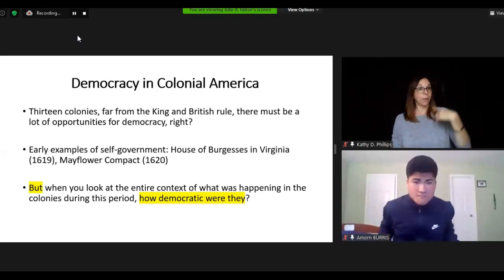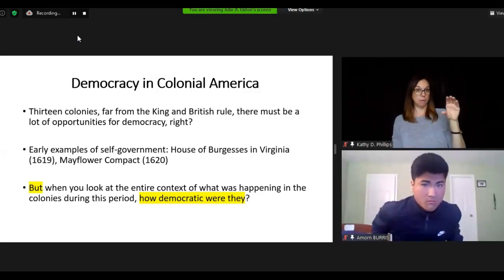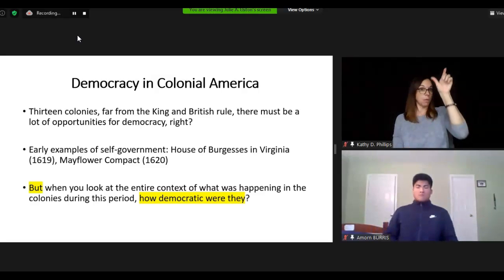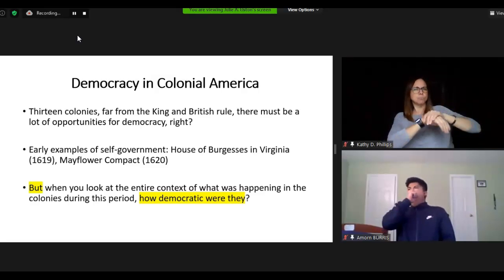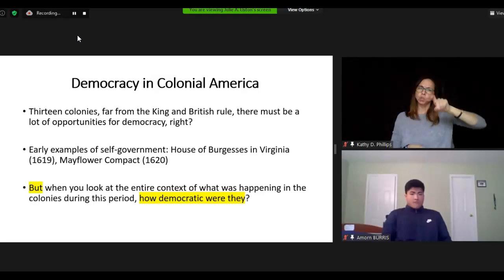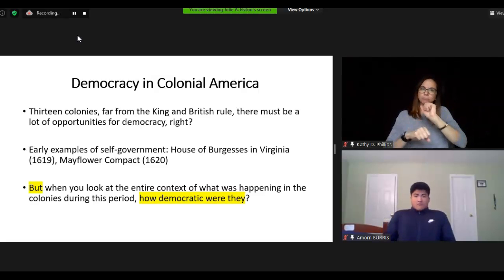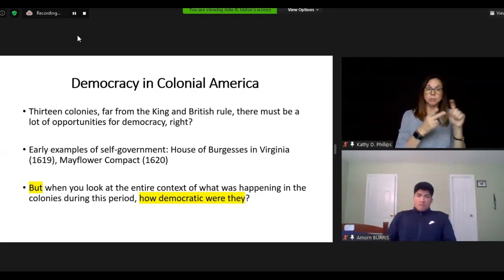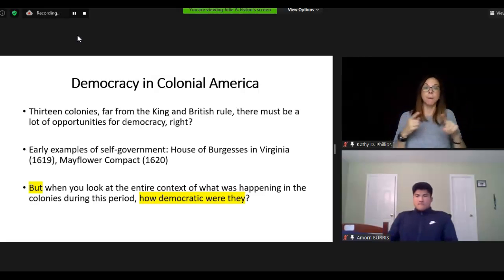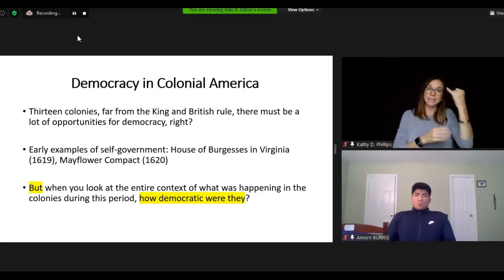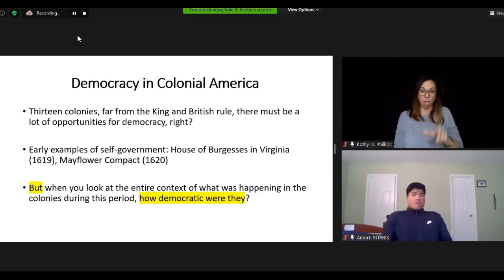When we think about democracy in colonial America, when the colonists are so far away from the king and the British government, we would think there would be lots of opportunities for democracy, right? Where they would set their own rules and laws. And certainly we've seen that very early on, both in Jamestown with the House of Burgesses and the Mayflower Compact with the Pilgrims. But from there, when we look at the entire context of what's happening in the American colonies, were they really democratic?